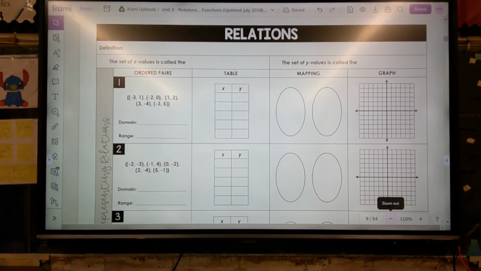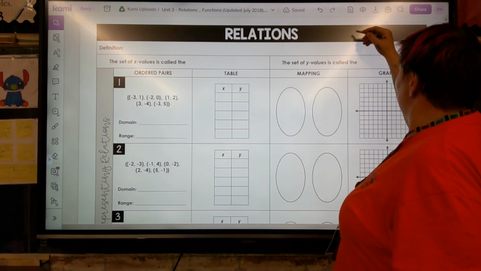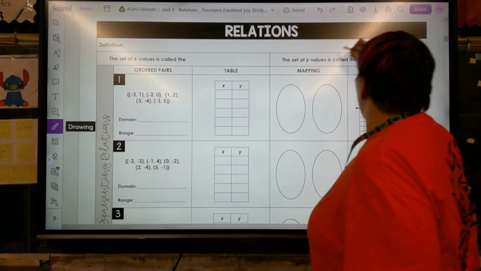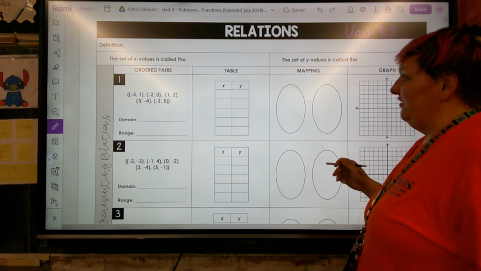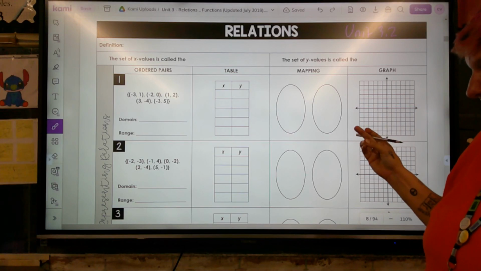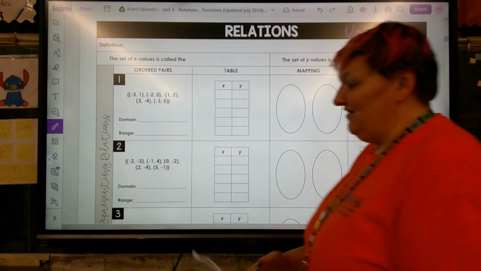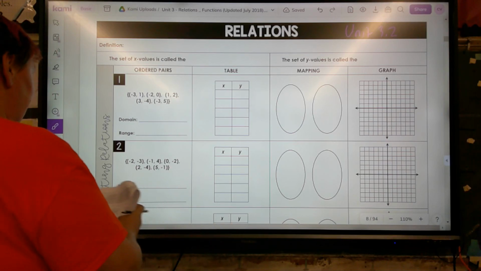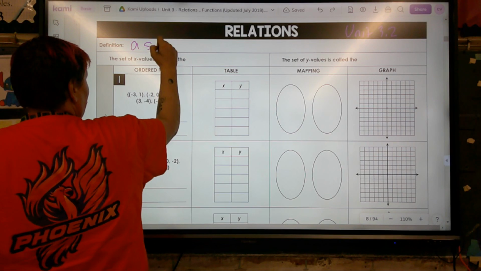All right, Unit 3.2 is all about relations. Unit 3.2, relations, also called a set of ordered pairs, right? So we know an ordered pair is the x, y for the graph, right? So relations are just a set of ordered pairs.